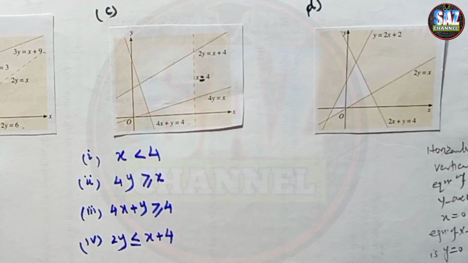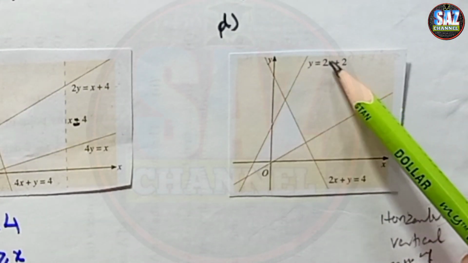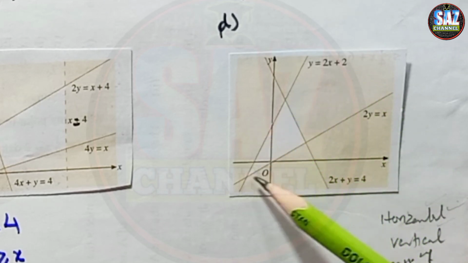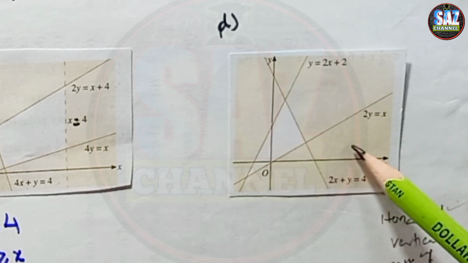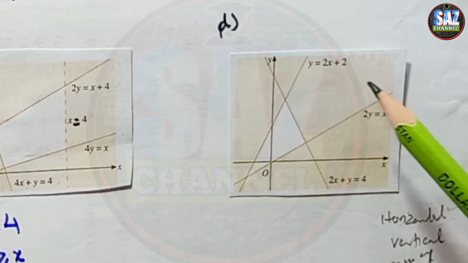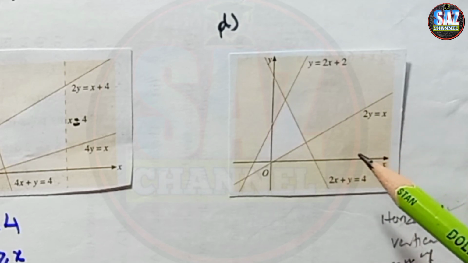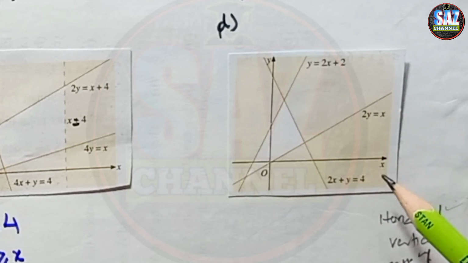Coming to the last part, first of all identify whether there is some horizontal or vertical line given in the question. We are not given any horizontal or vertical line. All three lines are non-vertical lines. So let's choose any one of the equations.